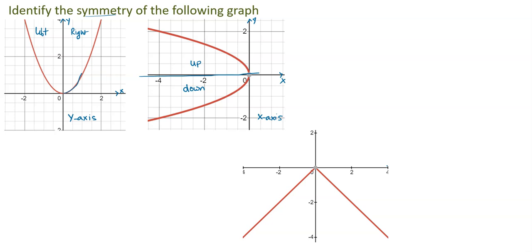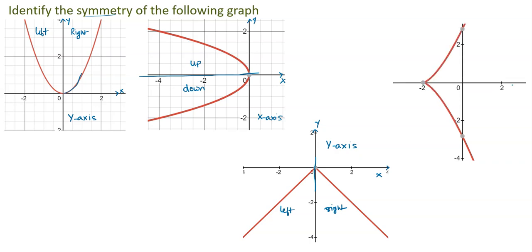For this figure, again, this is your x-axis, this is the y-axis. If we cut the figure along the y-axis, the figure on the left is the same as the figure on the right. So the axis of symmetry is the y-axis. Let's consider this one. Here is x, here this is the y-axis. So the axis of symmetry is the x-axis.